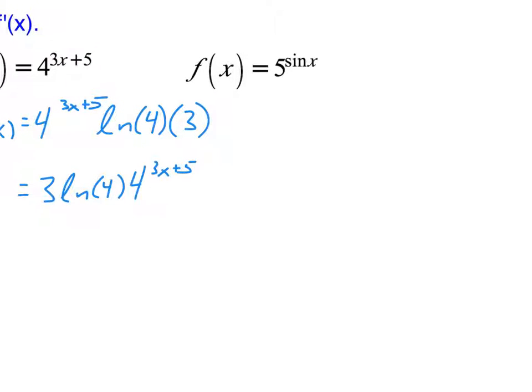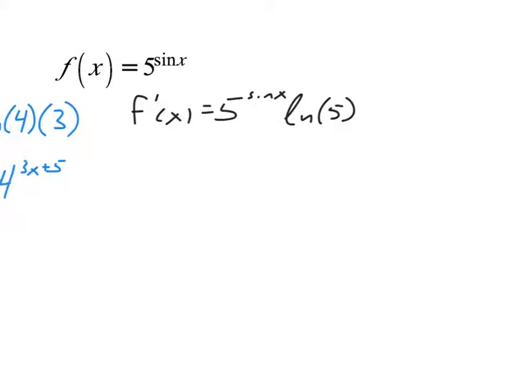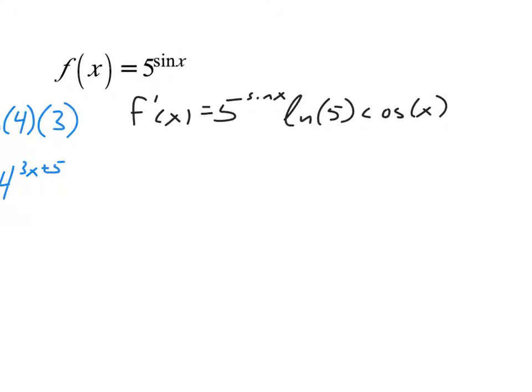f of x equals 5 to the power of sine of x. All right, for this one then, f prime of x is going to equal derivative of the outer function. So that's 5 to the power of sine x times the natural log of 5. And then that times the derivative of the inner function. And our inner function here is the sine of x. So the derivative is cosine of x.